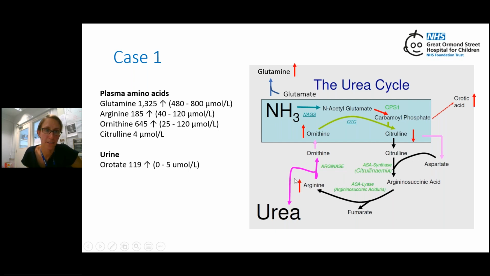And if you look at the pattern of this baby, this baby had a high arginine and ornithine, but this is probably only because we've given this baby arginine, so of course that would be high. You can also see a high glutamine, because anytime that you have a raised ammonia, it is metabolized with glutamate to build glutamine. And you can also see a very low citrulline and a high orotic acid in the urine. And that's a typical picture that you see in OTC deficiency, when you have a defect in this enzyme.